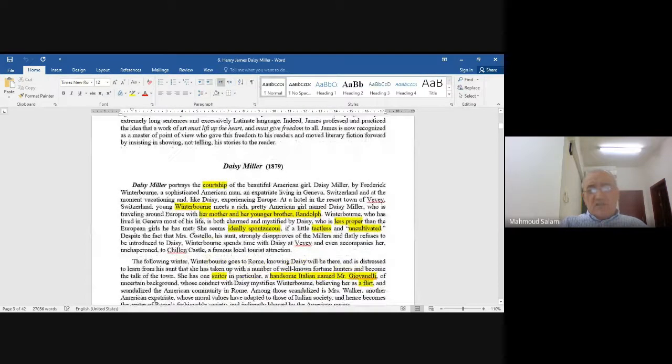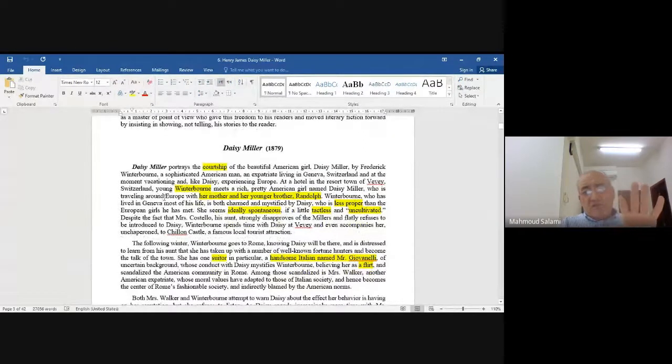I think it's enough. Now, Daisy Miller. I give you a brief note about the story itself before I start reading. As you can see here, it was published in 1879. Really, 1879 is an absolutely typical Victorian story, a typical Victorian novel, no doubt. Very Victorian in every sense, the topic, everything.